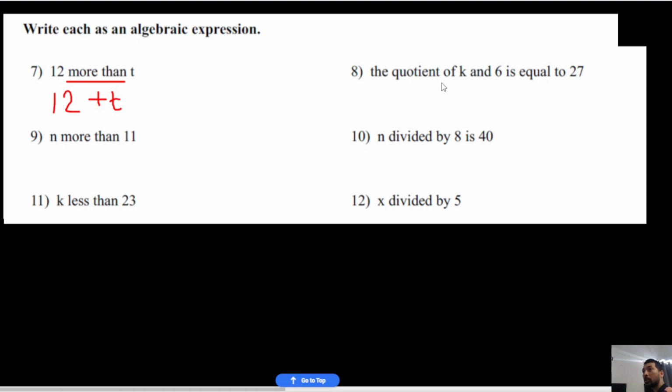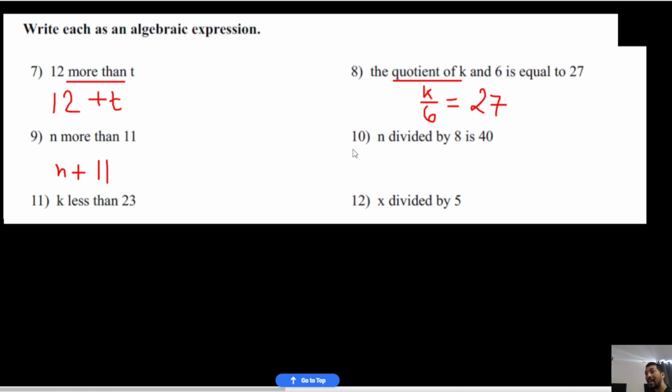Number 8, the quotient of k and 6. The phrase the quotient of refers to the division sign. So you can write this using a fraction bar. So the quotient of k and 6 is k over 6, is equal to translates into the equal sign, 27. Number 9, we have n more than 11. So you have n plus 11.